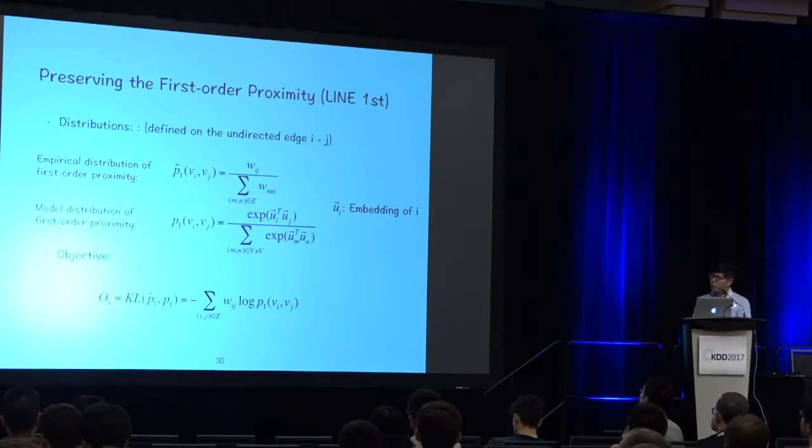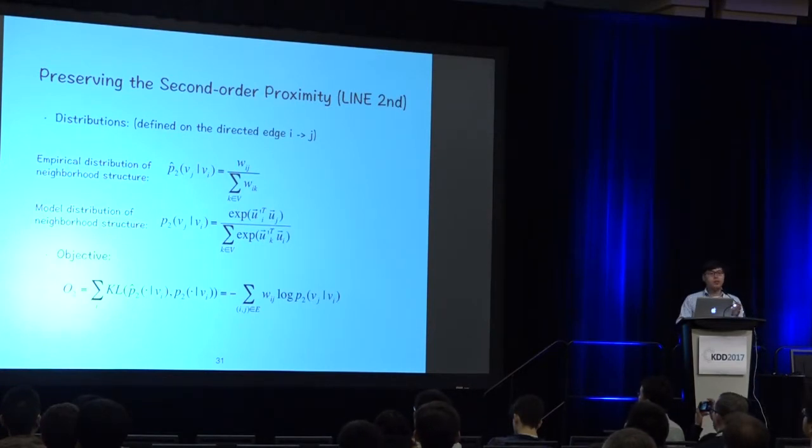And in order to preserve the first order proximity, we can just minimize the distance between the empirical distribution and the model distribution. And for the distance between two probabilistic distributions, we use the KL divergence. And this objective function can finally be simplified into this form, which is very simple. Okay. So this is how we can preserve the first order proximity.